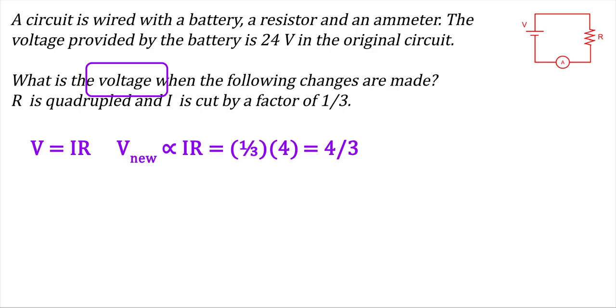And again, this is where we stopped in the past, but we're going to take it one more step. Because the original value of voltage is 24 volts, and this is the new value, it's proportional to 4/3, we will take 4/3 of 24. Again, grab a calculator and figure that out. It'll come out to be 32 volts. So the new voltage, 32, is 4/3 of the old voltage, 24.